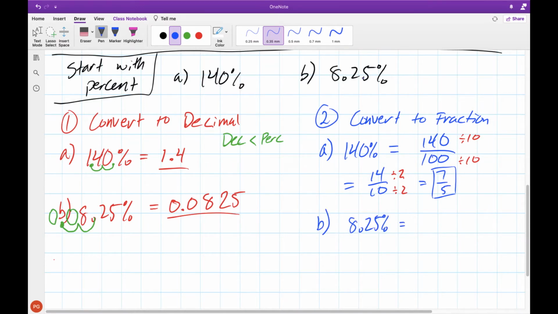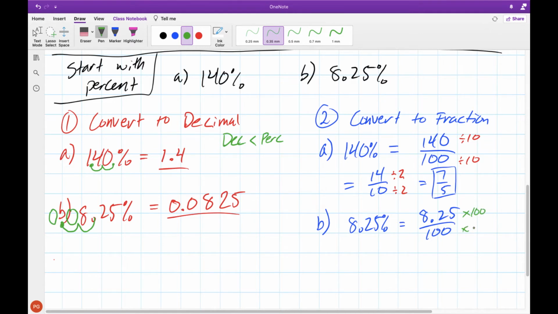Same thing when we have a decimal percentage. It's still 8.25 out of 100, but we're not really allowed to have decimals as part of our fraction, so what we need to do is get rid of the decimal on the top by multiplying the top and bottom by the same number. So if we want to move our decimal place back by 2 on the top here, that's the same as multiplying by 100.